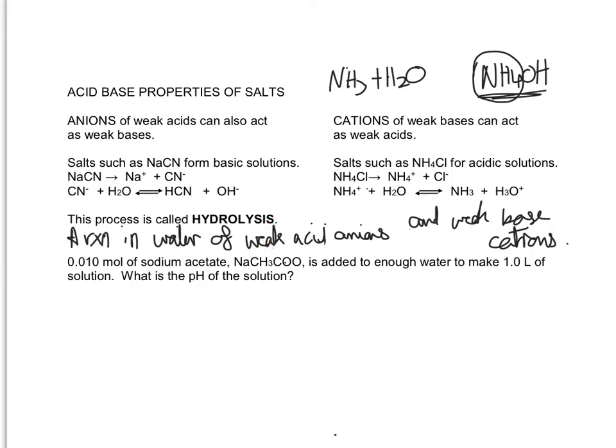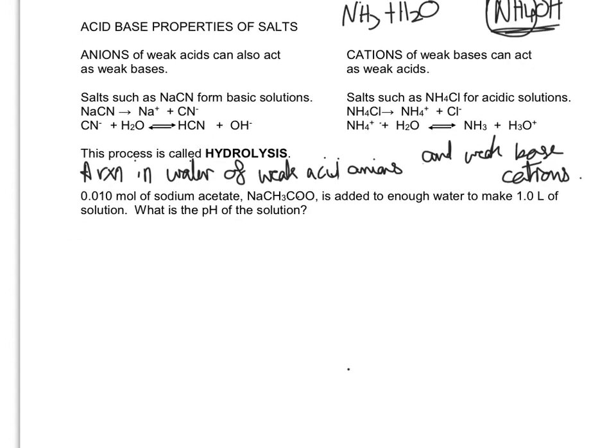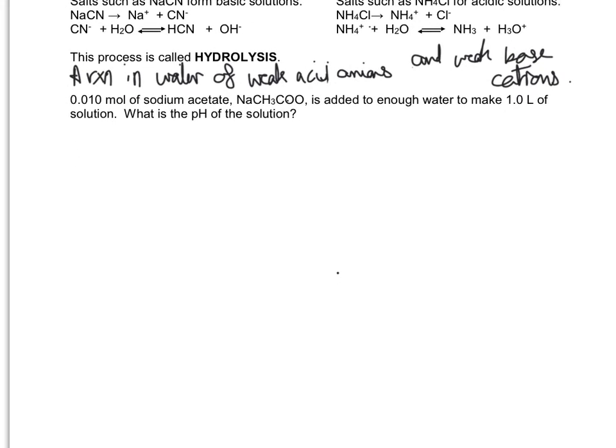All right, let's try a problem. So let's say I have 0.01 moles of sodium acetate, and it's added to water to make a 1 liter solution. What would the pH be? So the first thing you would do is you would start out by writing your dissociation equation of your salt, because this is a salt here. So Na.